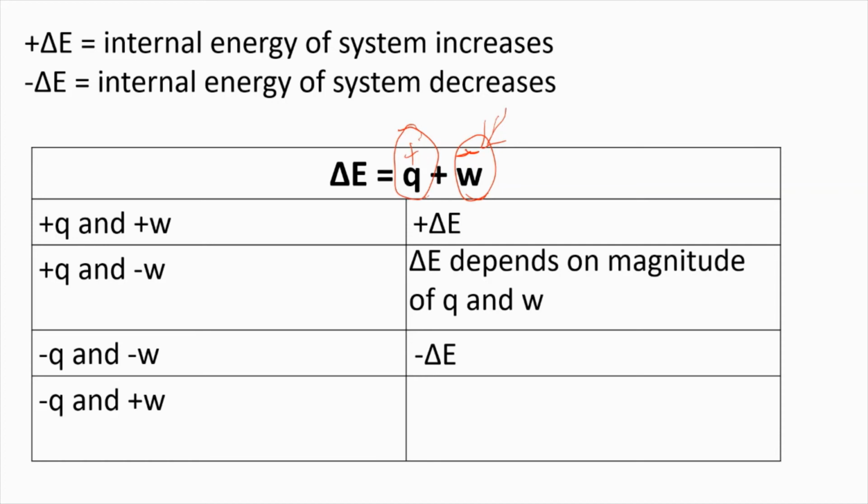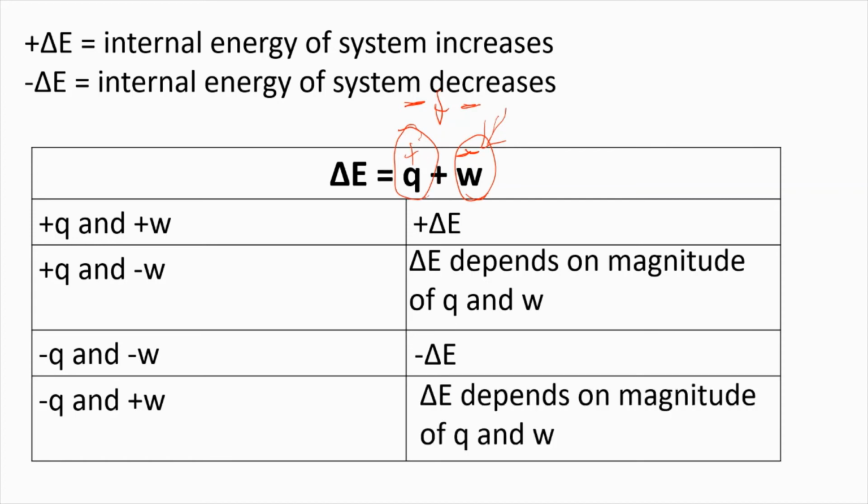If I have a negative for both, a negative plus a negative is an overall negative. And then again, if I have a negative and a positive, it is going to depend on the magnitude. So if my Q is negative and my W is positive, a larger W than the Q will give me an overall positive E. A larger negative Q would give me a negative. So again, our change in energy depends on the magnitude of the Q and the W.